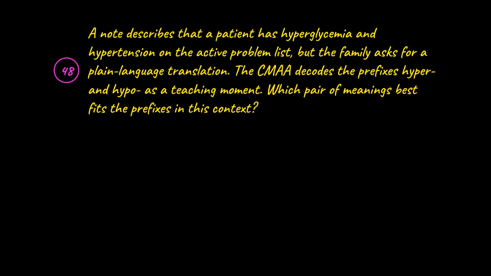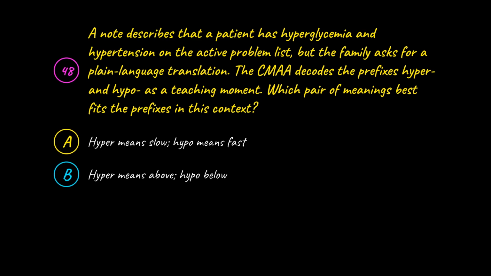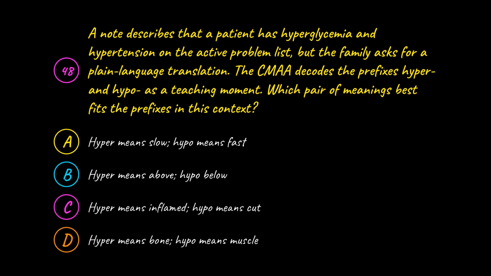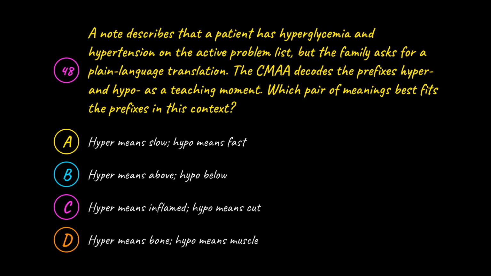Your options are: A. Hyper means slow, hypo means fast. B. Hyper means above, hypo below. C. Hyper means inflamed, hypo means cut. D. Hyper means bone, hypo means muscle. Got a guess? Lock it in.